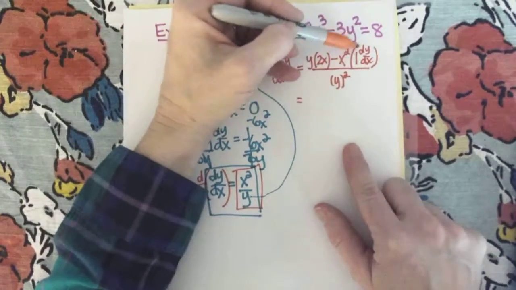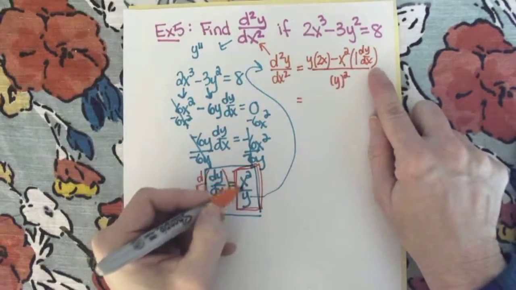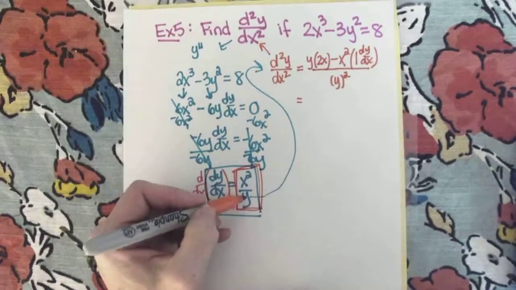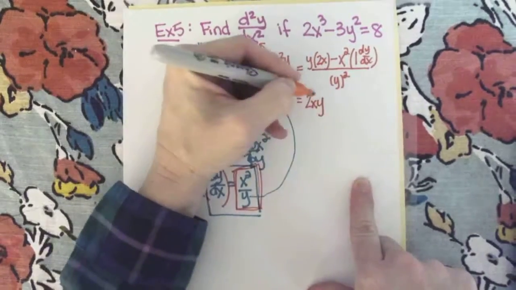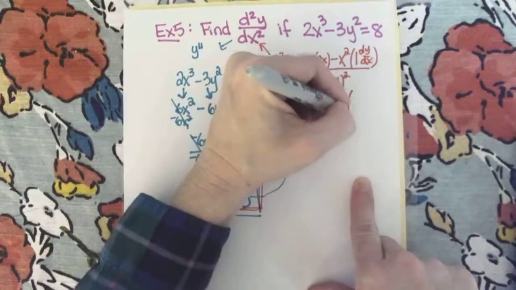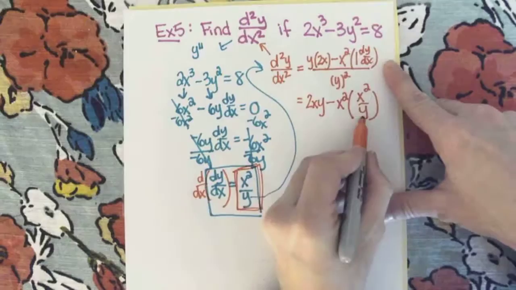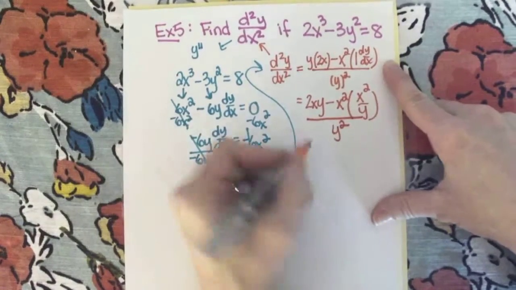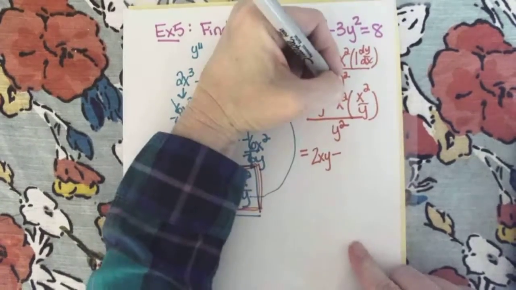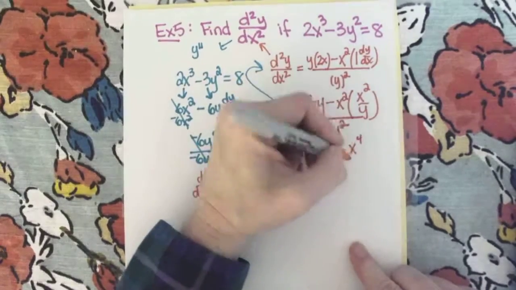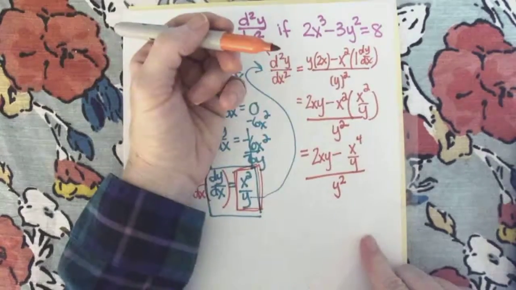Now here's what's interesting. We do not want to leave dy/dx in the answer because we know what dy/dx is. dy/dx is right here, x squared over y. So I'm going to substitute x squared over y right here. So cleaning this up, I'm going to have 2xy minus x squared times dy/dx, which is x squared over y, all over y squared. Using some algebra to move on, I'm going to have 2xy minus x squared times x squared is x to the 4th over y, all over y squared.